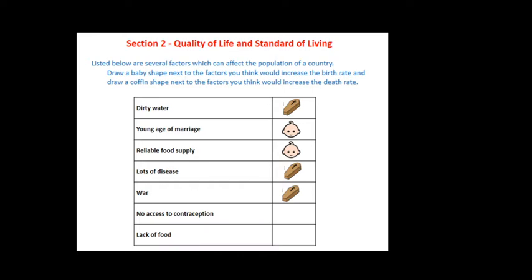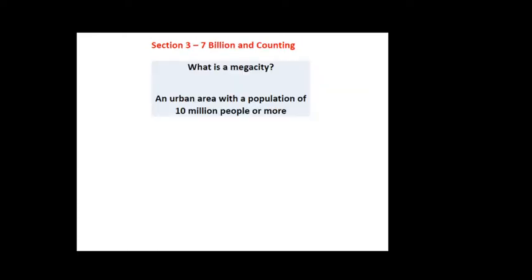If you don't have access to contraception, it's going to increase the birth rate. And a lack of food, again, if you haven't got enough, it's going to lead to famine, starvation, and unfortunately, therefore, deaths. So section 3, 7.7 billion and counting.